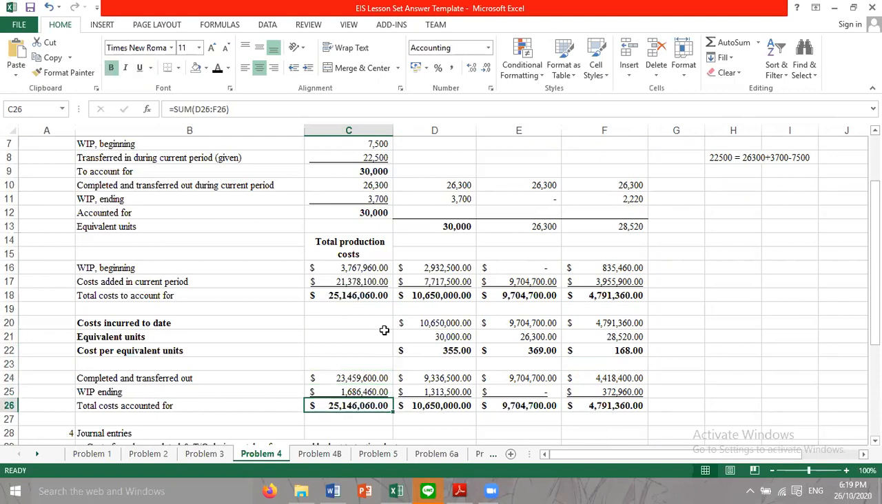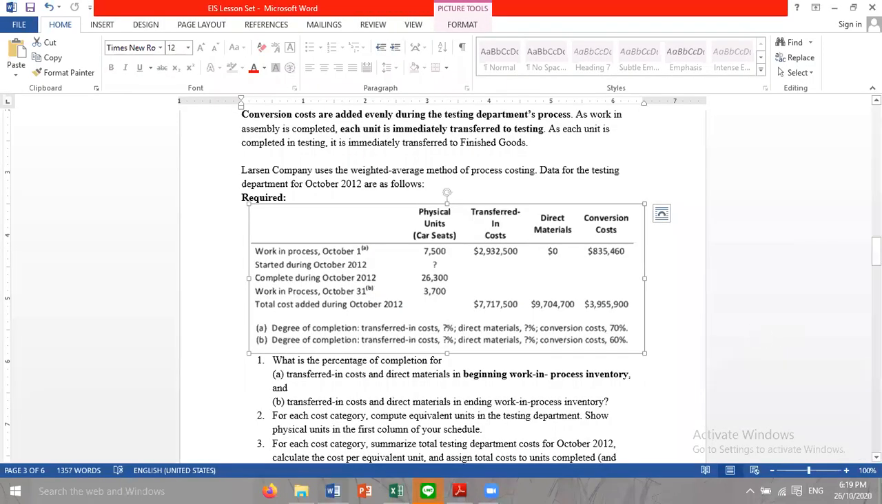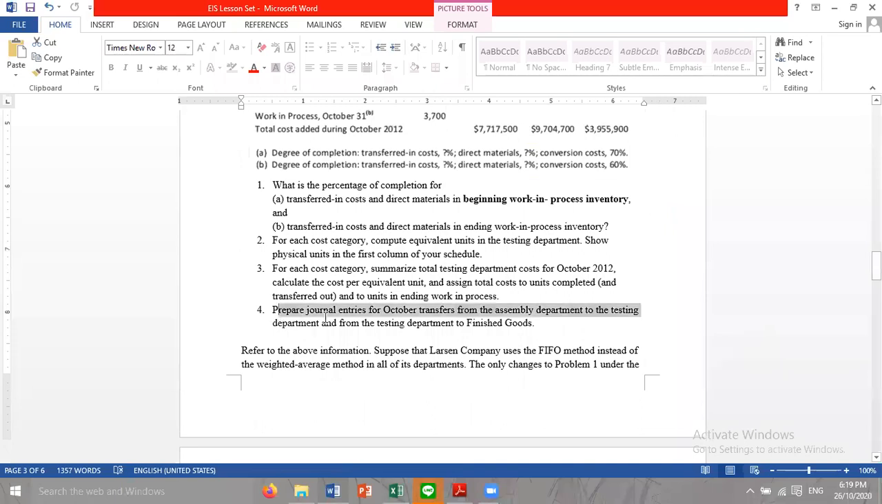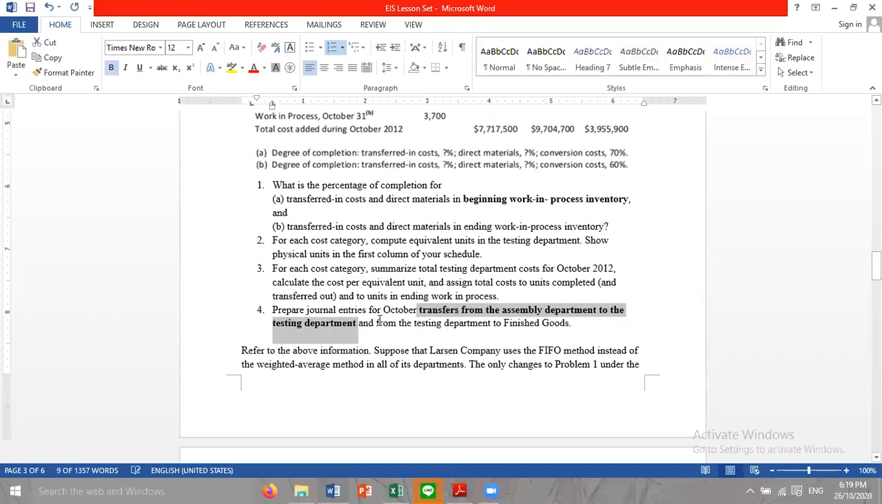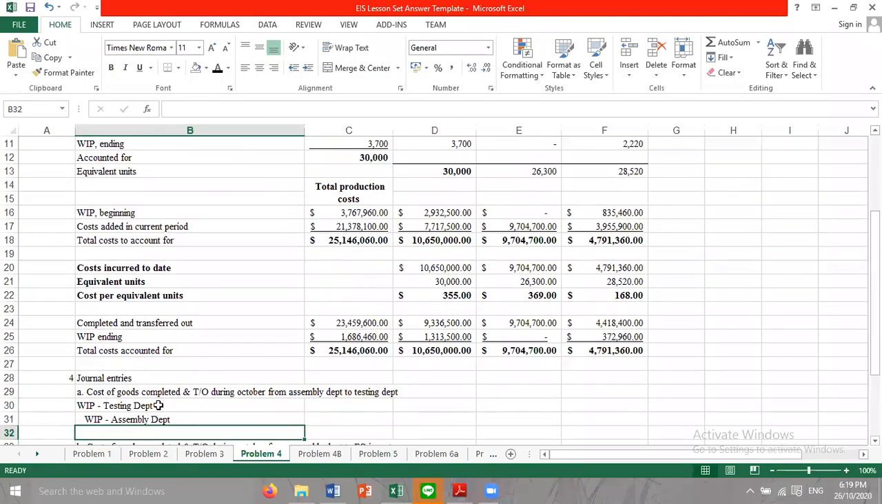Now we're also asked to make the journal entry for, let's see in the question, prepare journal entries for October transfers from the assembly department to the testing department and from the testing department to finished goods. Okay, so the first one is transfers from assembly department to testing department. Second one is testing department to finished goods. Okay, this is pretty simple. To record the journal entry, we need to record the transfer of work in process from the assembly to the testing department. So simply we debit work in process testing department and we credit work in process assembly department.